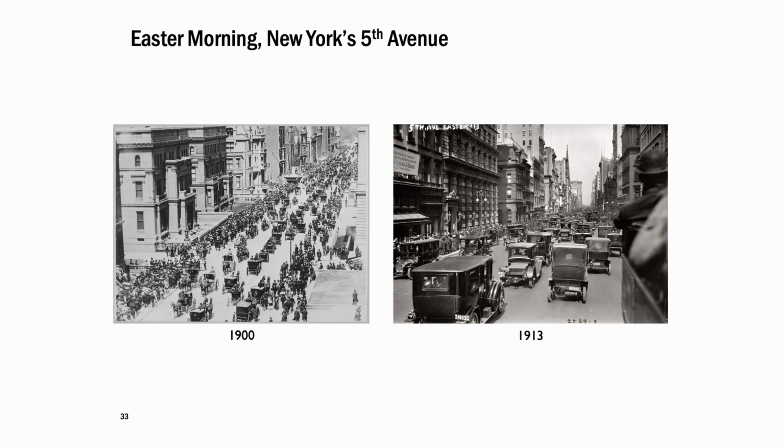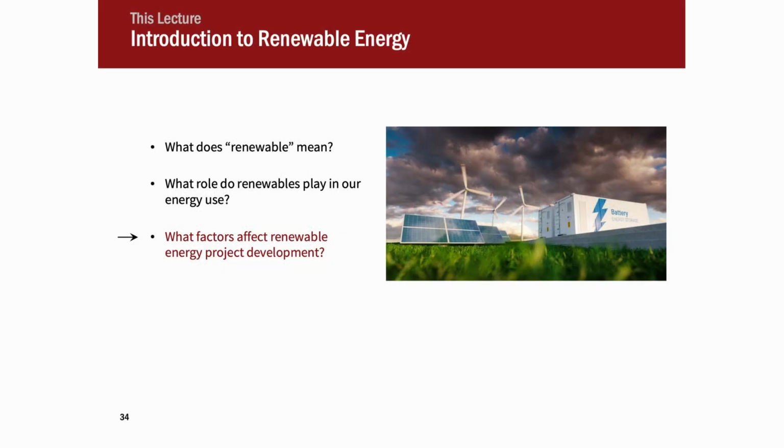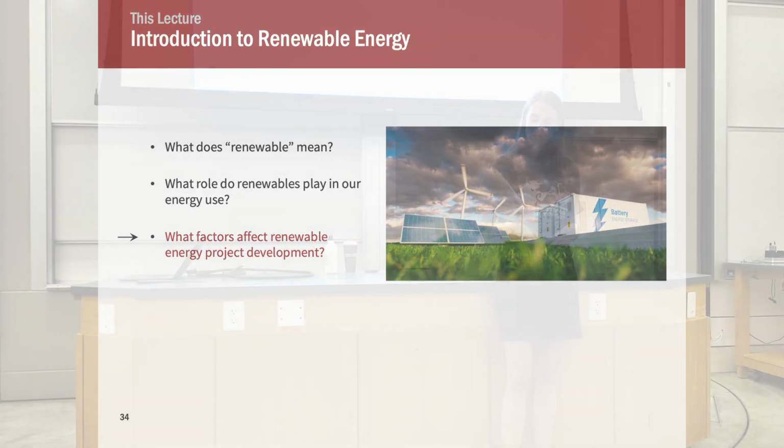These two photos show New York's Fifth Avenue on Easter morning, just 13 years apart, in 1900 and 1913. And you can see how quickly that transition from horse-drawn carriage to the automobile really happened. And we're in the midst of a transition like this when it comes to renewable energy and low carbon sources in our energy mix. All right, so let's walk through the renewable energy project development process.